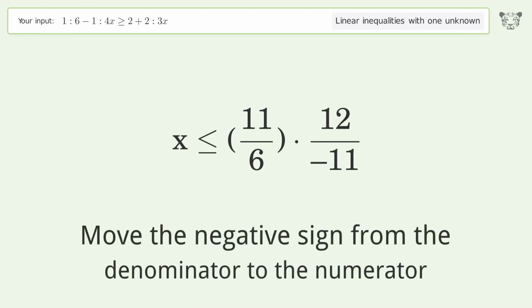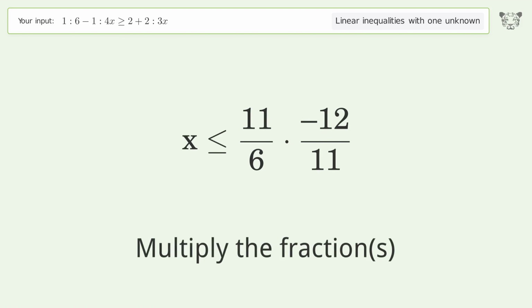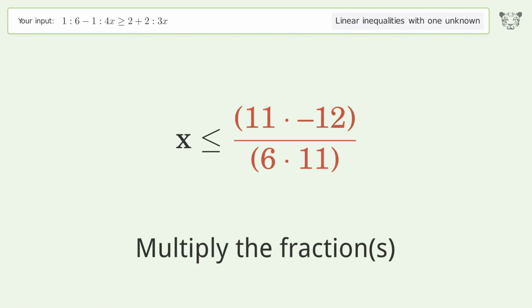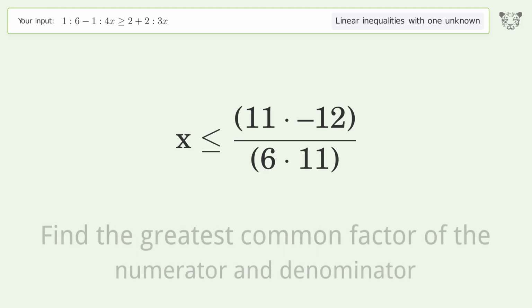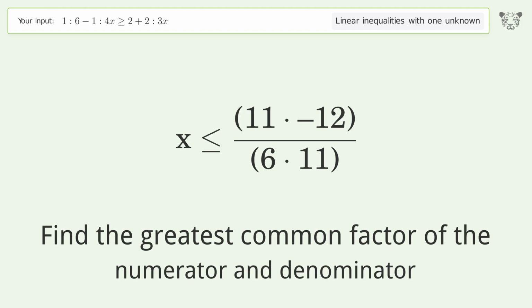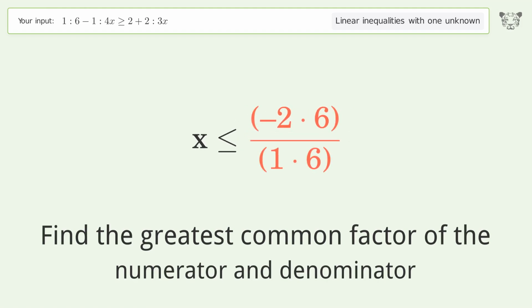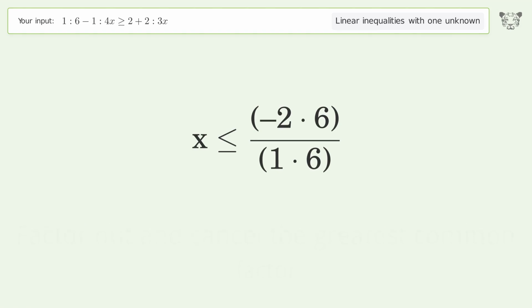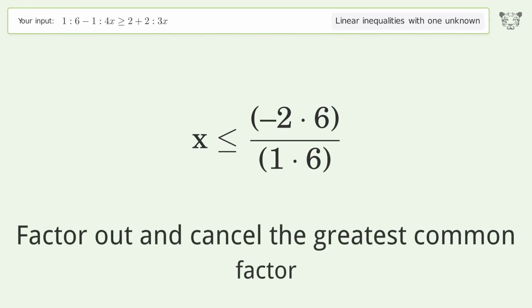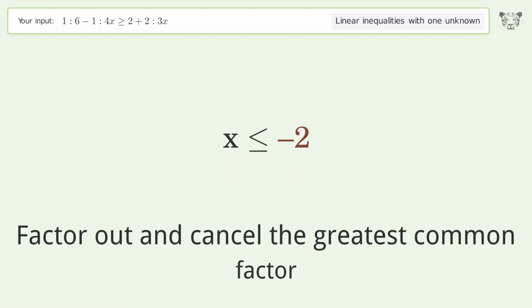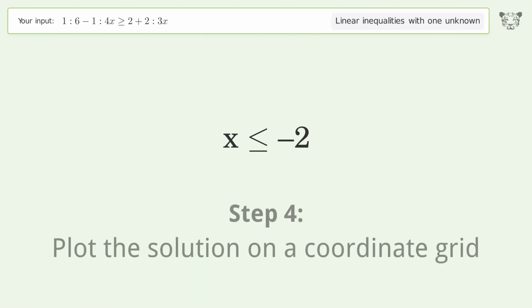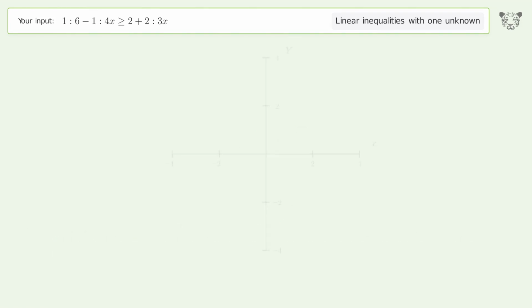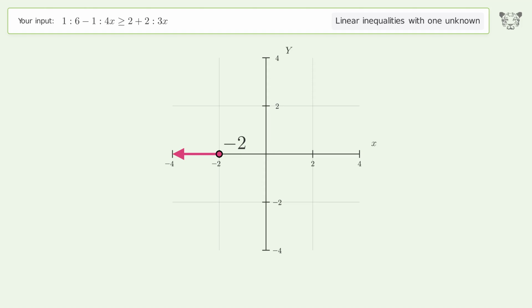Move the negative sign from the denominator to the numerator. Multiply the fractions. Find the greatest common factor of the numerator and denominator. Factor out and cancel the greatest common factor. Plot the solution on a coordinate grid. And so the final result is x equal or smaller than -2.